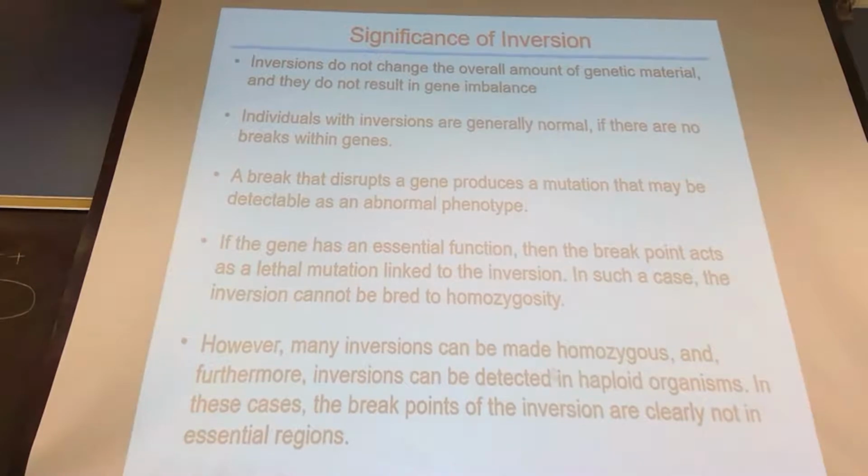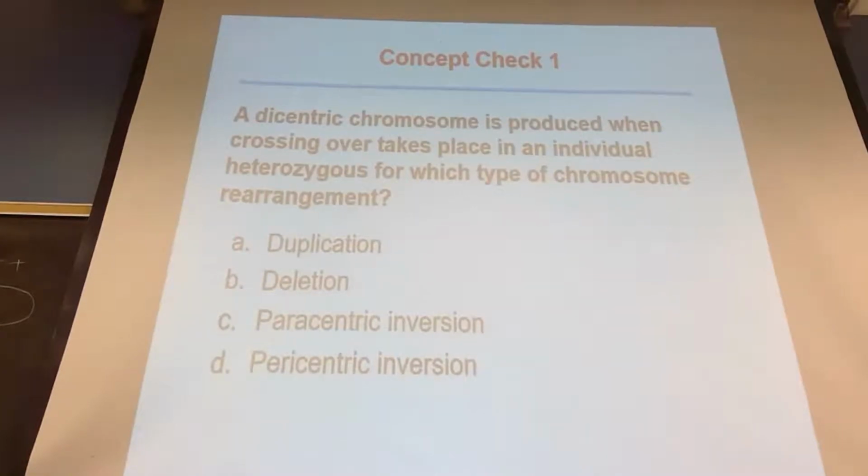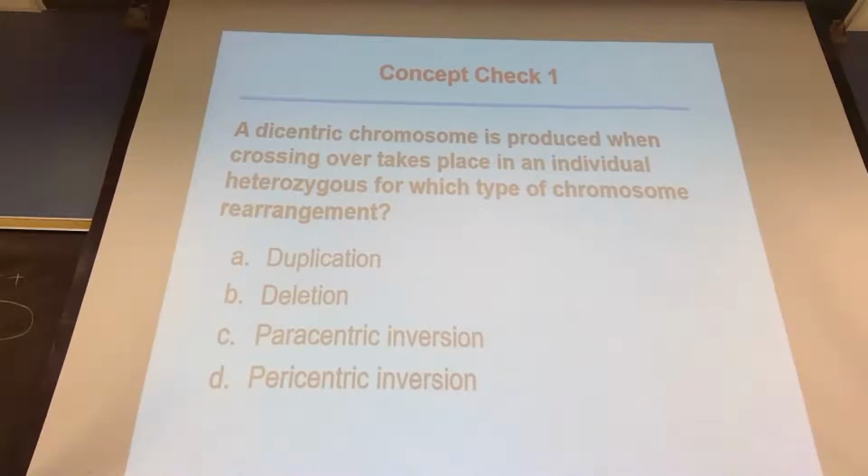And many inversions can be made homozygous. So inversion in both the chromosomes. Deletion to deletion. Dicentric bridge.